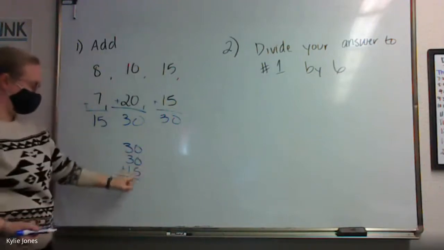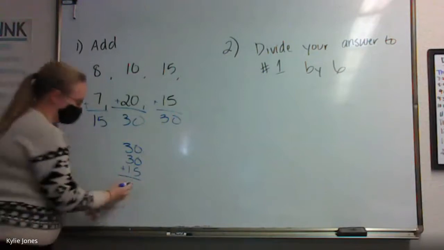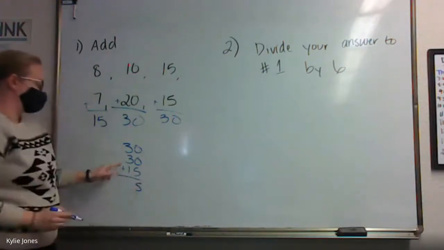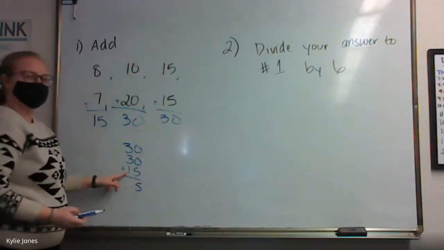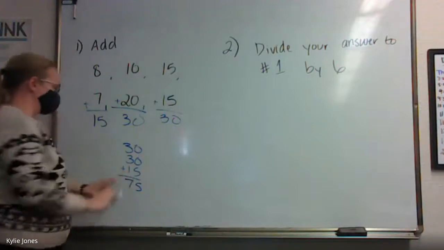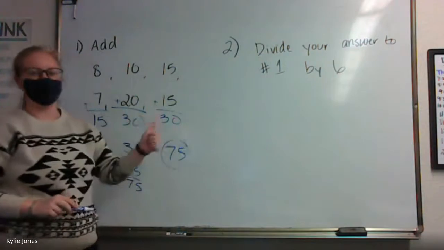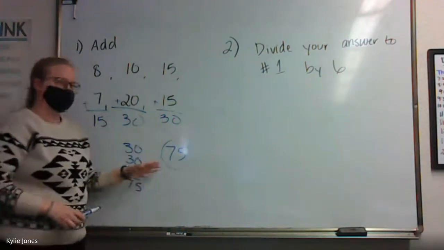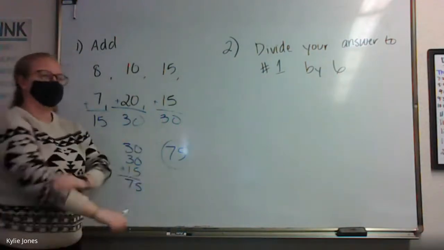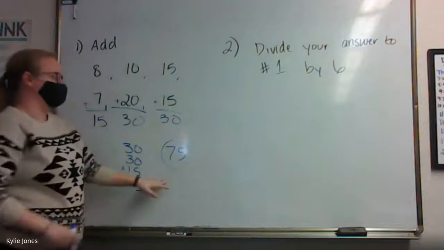So 0 plus 5 is 5. And then we have 3 plus 1. 7. So when you add them all up, you get 75. How'd you guys do on that part? Good. Adding is one that you guys should be pretty comfortable with, adding things up.